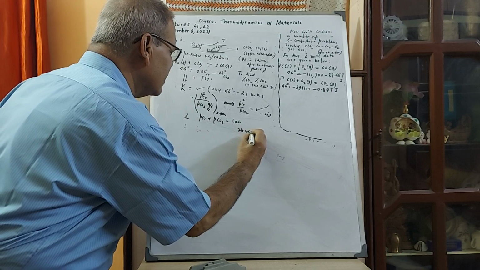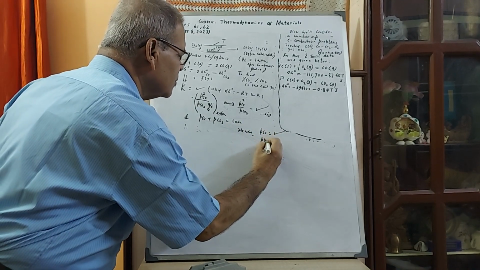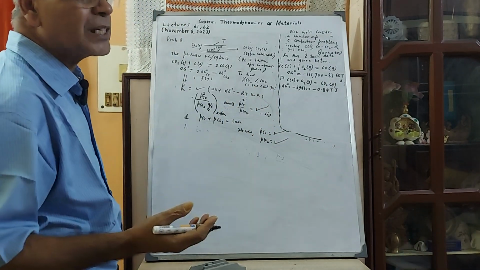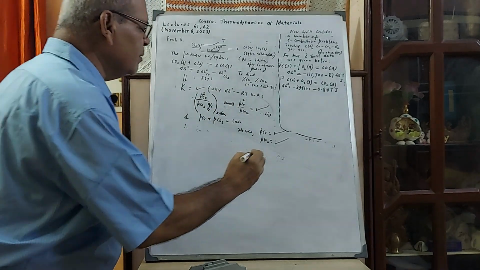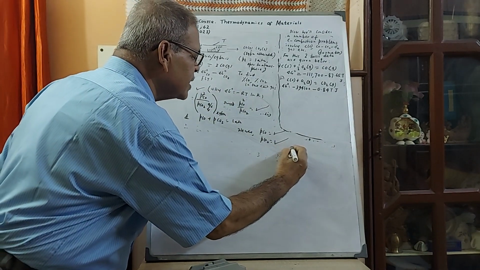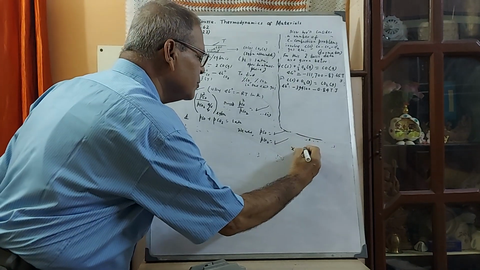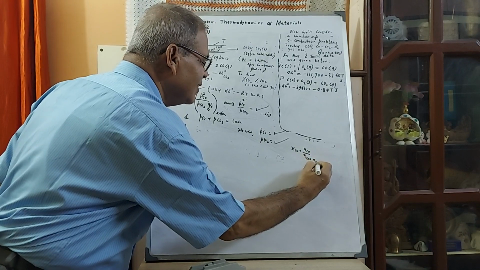Hence PCO is known, PCO2 is known, and this is my answer in a sense. If you want the mole fraction, you know very well it comes from the partial pressure. XCO is PCO by PCO plus PCO2, or we do it as NCO by NCO plus NCO2. Okay, so what is this?